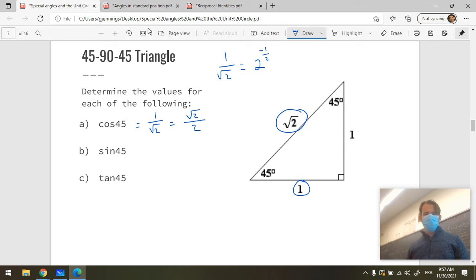If I look at this one here, I can think about that as 2 to the 1/2 divided by 2 to the 1. When I'm dividing things of the same base, I subtract the exponents. So 1/2 minus 1 is negative 1/2. That means 1 over root 2. So all of these are just different ways of writing the same thing.